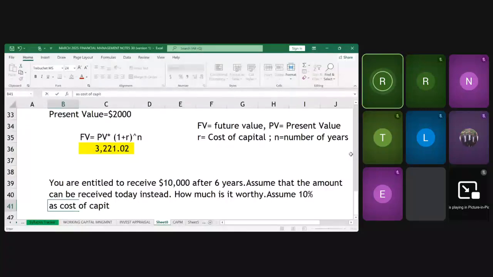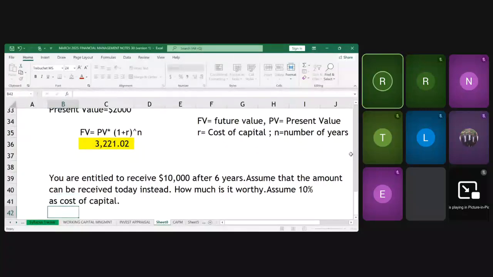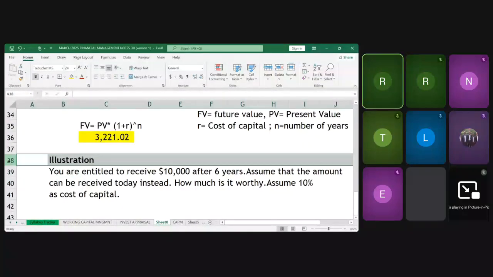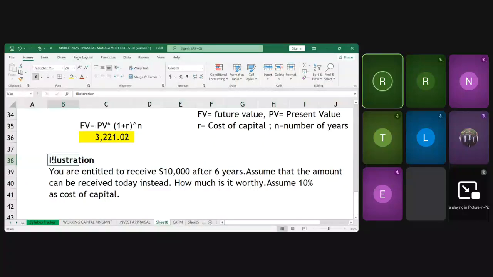Now, someone is supposed to give us money, and this money is supposed to be dispatched to us after 6 years. But we plead with them not to give us after 6 years, but we want it now. We don't want to wait until it's 6 years. We want our money today. So if the person is going to give you 10,000 today, what does that mean?